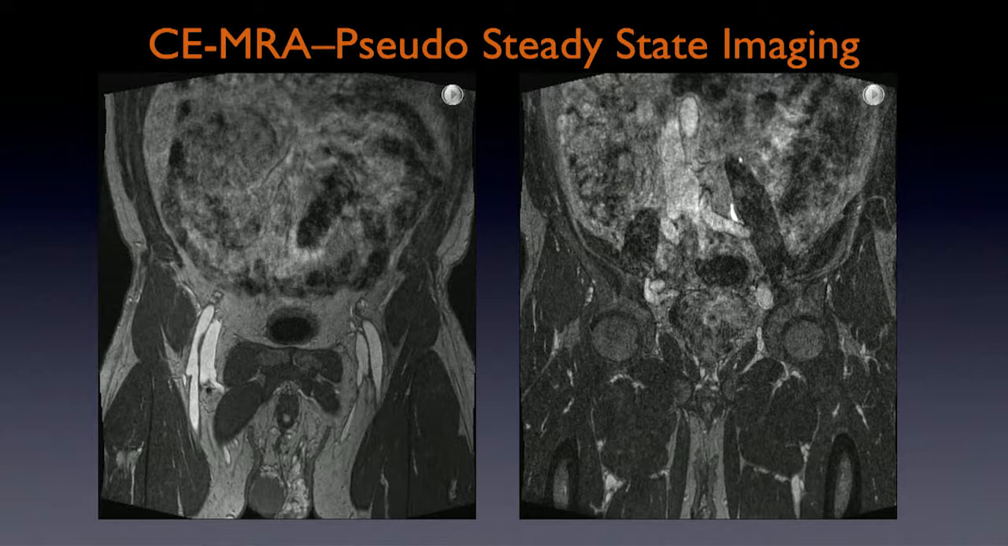But if you don't have such an agent, you can do your first pass MRA, and then while the contrast is being excreted, you can do these higher resolution images that show you both the arteries and the veins. And the previous speaker showed a nice way to highlight just the arteries through this process by doing subtraction.